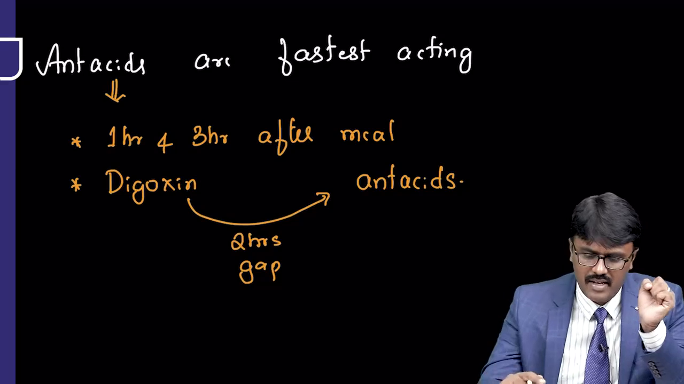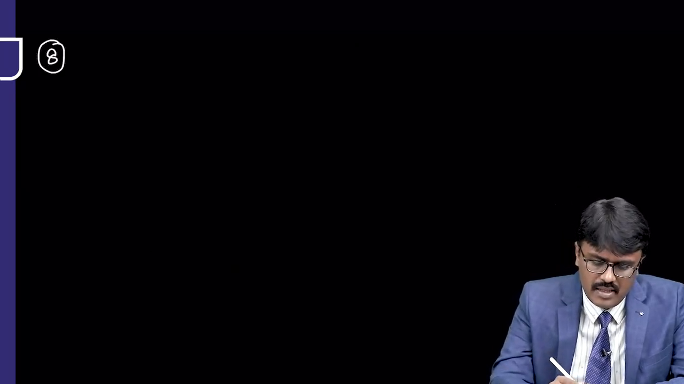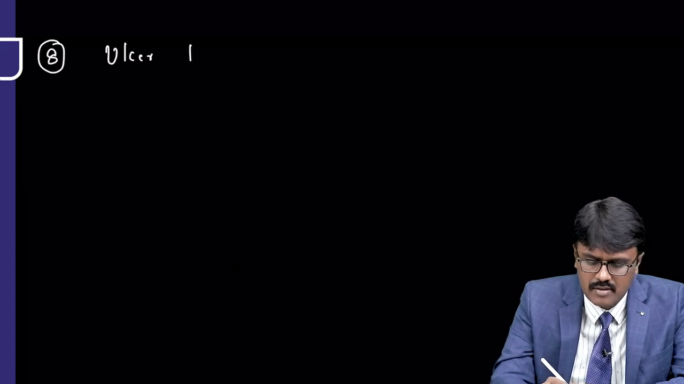Okay. Now we are done with the number 7 target. Let us move to the 8th target. The 8th target, the drugs are called ulcer protectives.